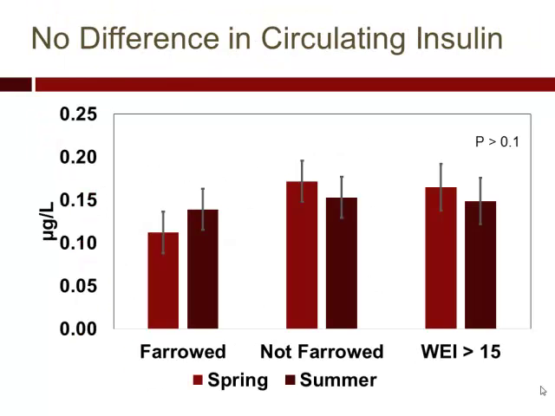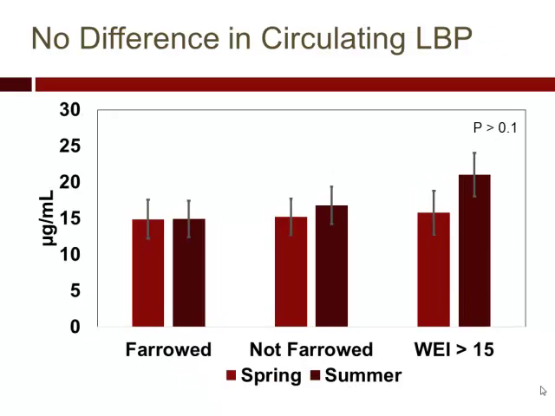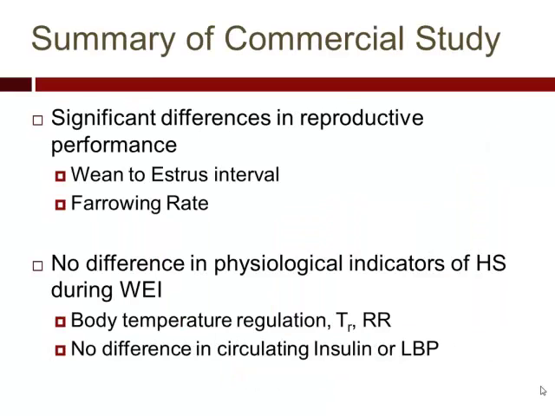So we took gilts that farrowed, came into estrus within 7 days and produced a litter, and then those that came into estrus and did not produce a litter, and then also those that had an extended wean to estrus interval. And unfortunately, what we saw is that there was no difference in any of those in circulating insulin, and there was no difference in circulating LBP. So what we ended up confirming was that seasonal infertility is really bad, and it was kind of like we didn't figure out what the silver bullet was, but we figured out what a few of them weren't.